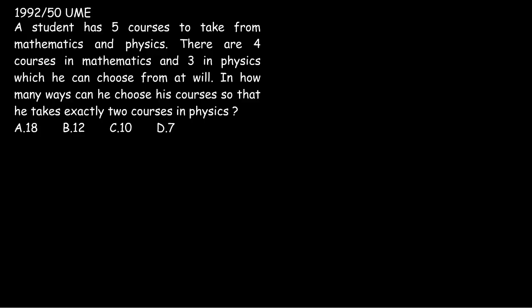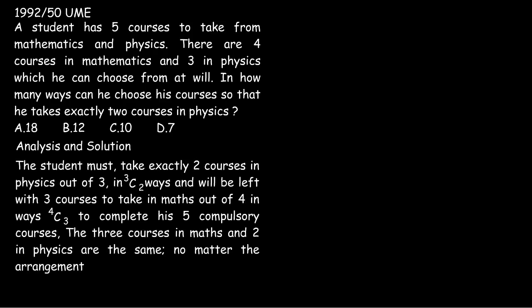Our final question is from UME 1992, and it states that a student has 5 courses to take from mathematics and physics. There are 4 courses in mathematics and 3 in physics, which he can choose from at will. In how many ways can he choose his courses so that he takes exactly 2 courses in physics? Now, for our analysis and solution, the student must take exactly 2 courses in physics out of the 3 in 3 combination 2 ways, and will be left with 3 courses to take in maths out of 4 in 4 combination 3 ways to complete his 5 compulsory courses.